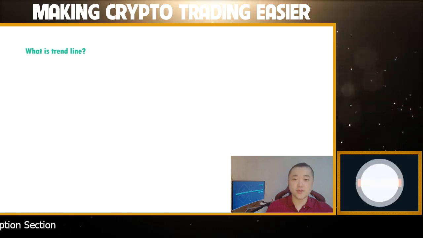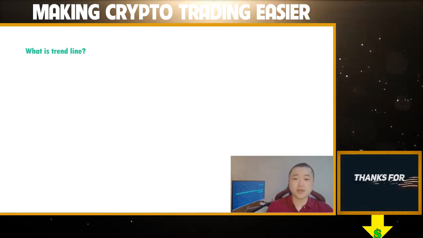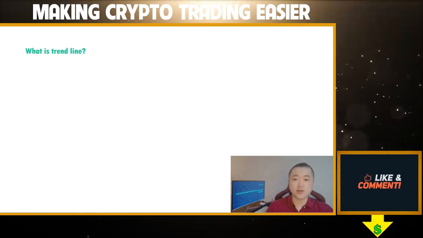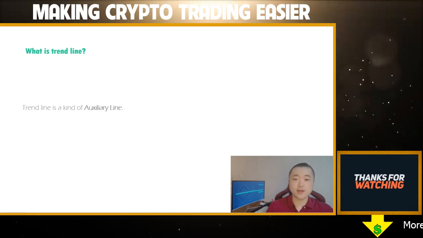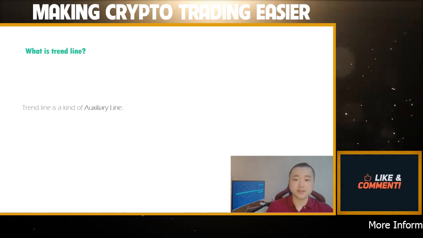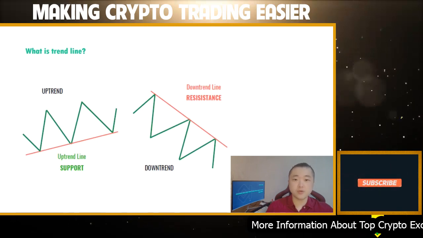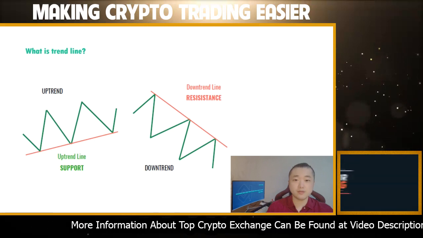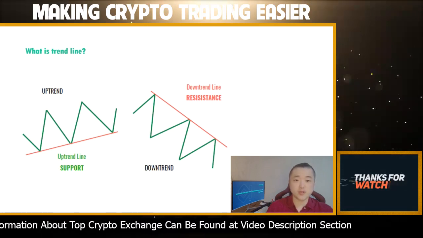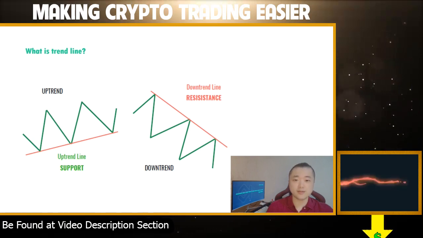Firstly, what is trend line? Actually, you will not find any trend lines in a candlestick chart. Since the trend line is just a kind of auxiliary line, we do make the trend lines by some particular standards. From this picture, you will see that there are two kinds of trend lines, up trend line and down trend line. You must be very familiar with these trends, right? These are what the trend line looks like.